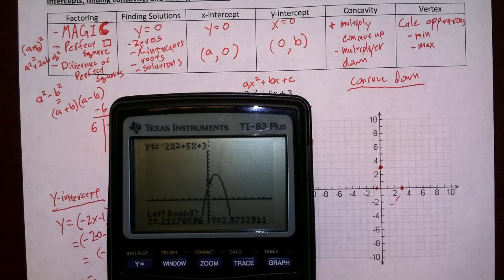Okay? Now it's going to ask us this question. It's going to say left bound. Right? And you may be wondering what bound means. Bound means like to the side of. Bound means going to, oriented towards.